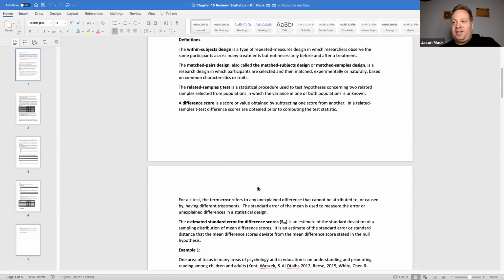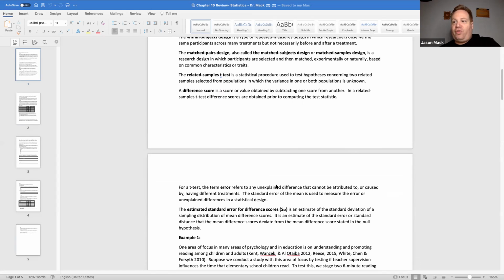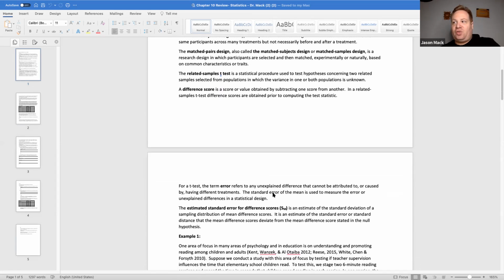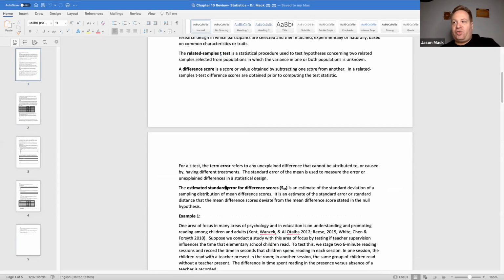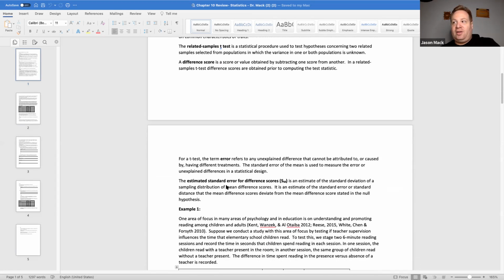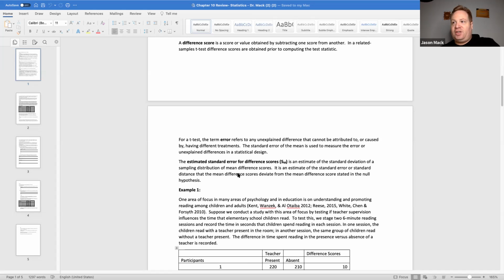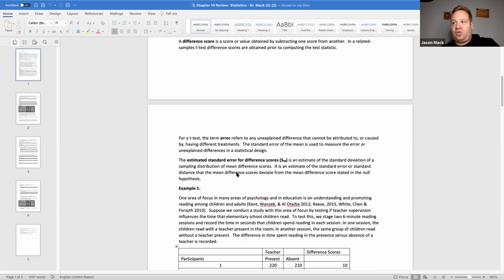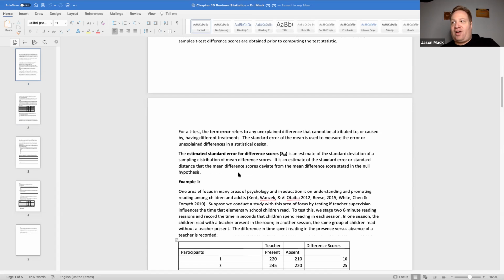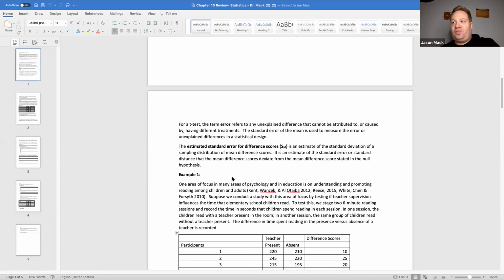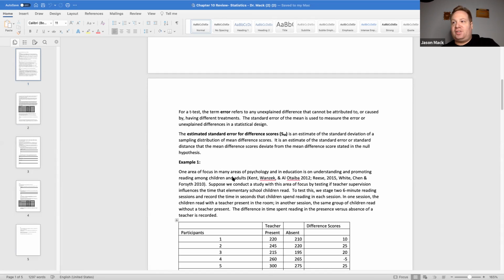For a t-test, the term error refers to any unexplained difference that cannot be attributed to or caused by having different treatments. The standard error of the mean is used to measure the error or unexplained differences in statistical design. The estimated standard error for the difference scores, or S sub M D, is an estimate of the standard deviation of the sampling distribution of mean difference scores. It is an estimate of the standard error or standard distance that the mean difference scores deviate from the mean difference score stated in the null hypothesis.